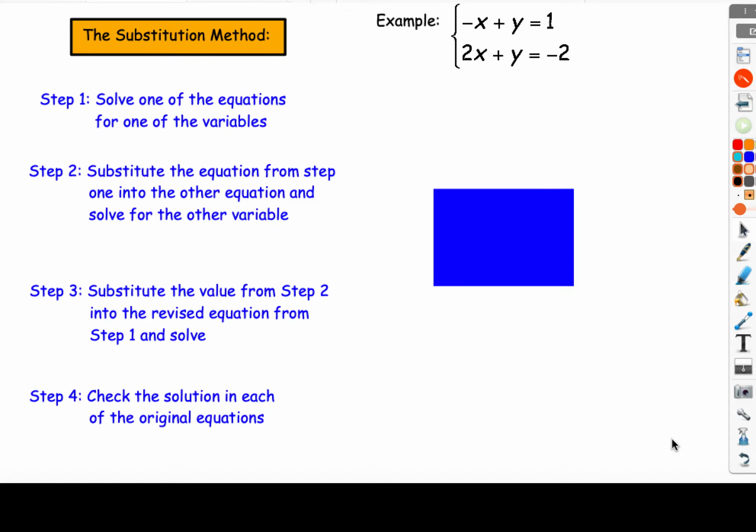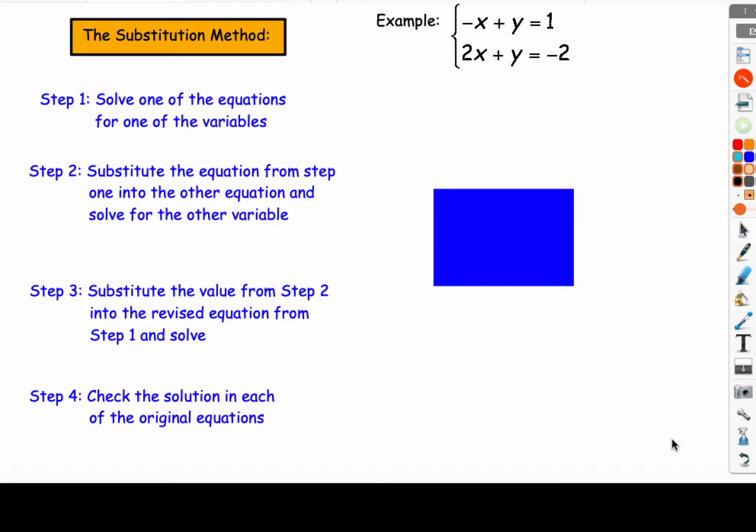This video is to show you how to use the method of substitution to solve a system of equations. Again, we've previously solved graphically, and there's a longer video made about why we use substitution. This is more of a how-to video.